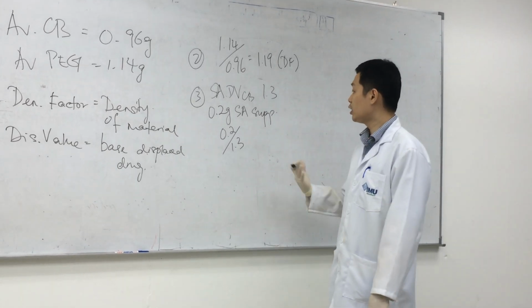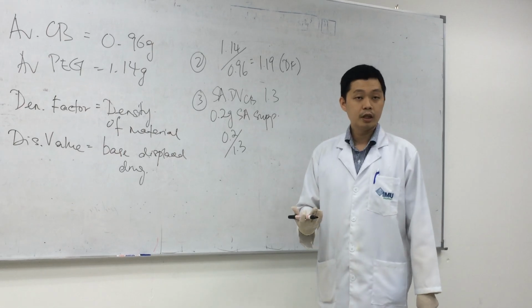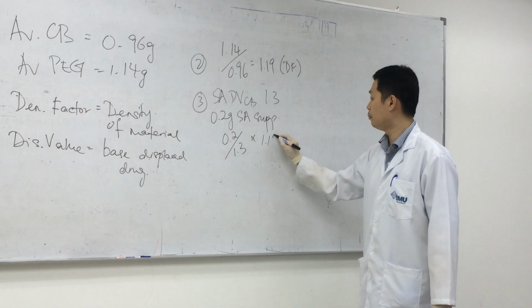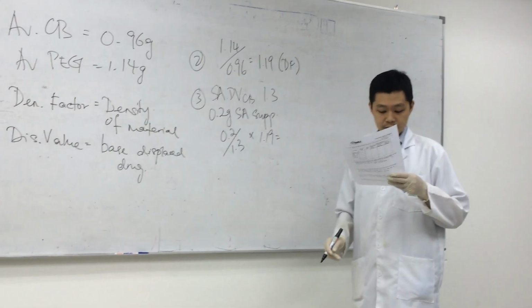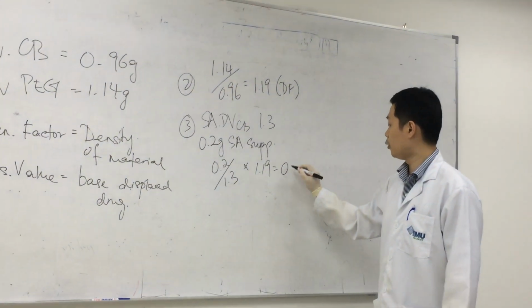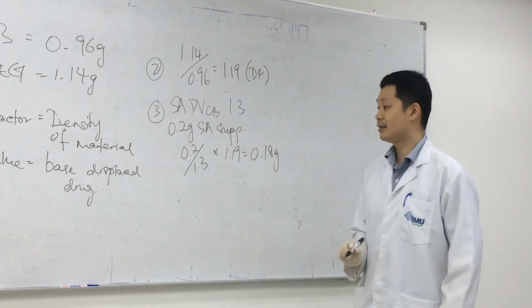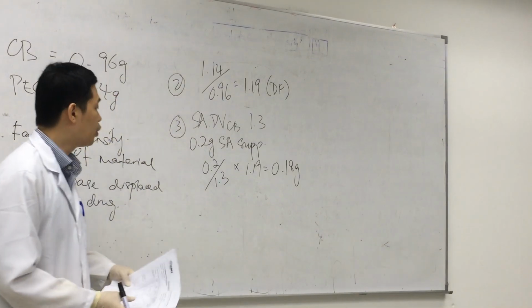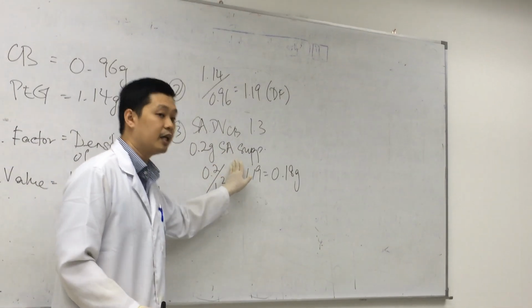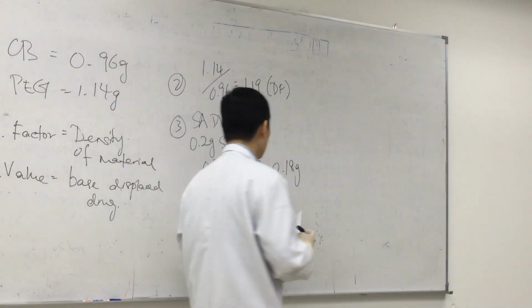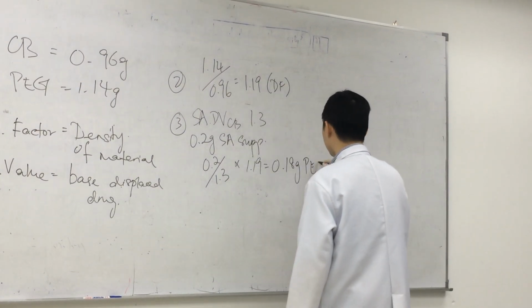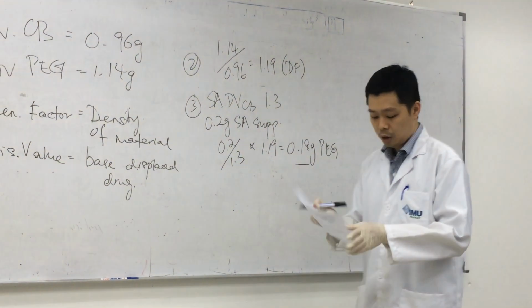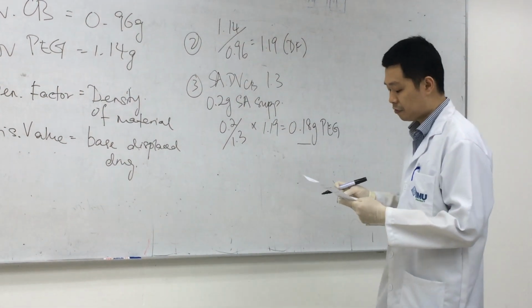However, we are talking about PEG. In this case, you have to multiply by the density factor, which is 1.19. Your answer will be roughly 0.18 gram. What does this piece of information tell you? It means when you add in 0.2 gram of salicylic acid, it will actually replace 0.18 gram of polyethylene glycol. Okay? Move on to question number 5.